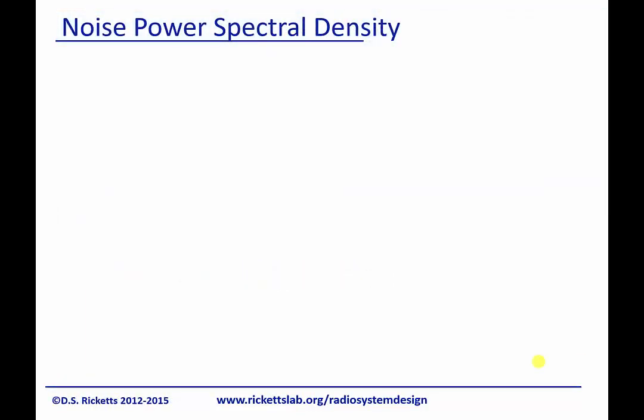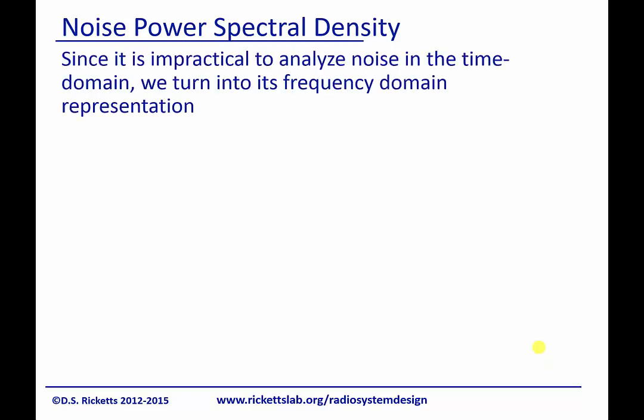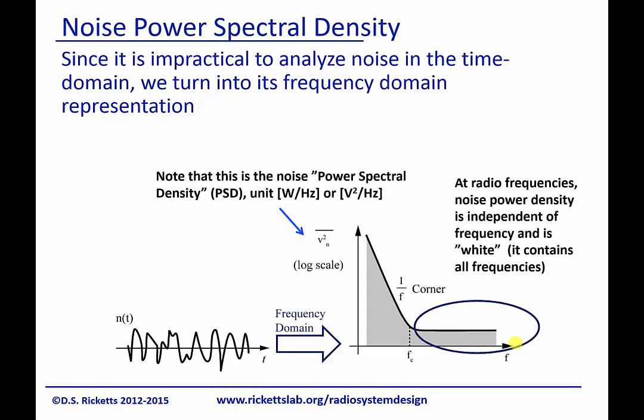And this is with the noise power spectral density. We've talked a little bit about this before in some previous lectures. Since it's impractical to analyze noise in the time domain, we turn to the frequency domain. And so in this plot down here, we have what we've called before white noise. And I've just drawn in here what 1 over f would look like. But we're mainly going to concern ourselves with this noise that's here.